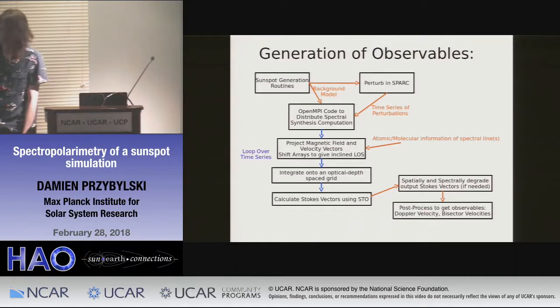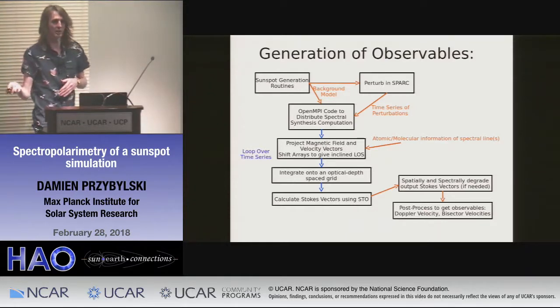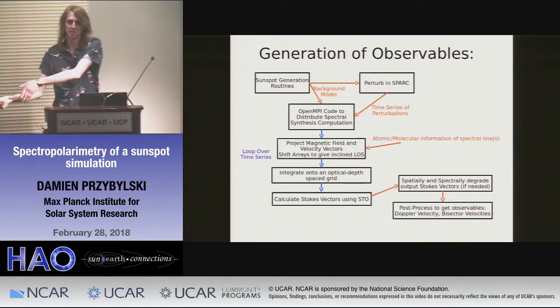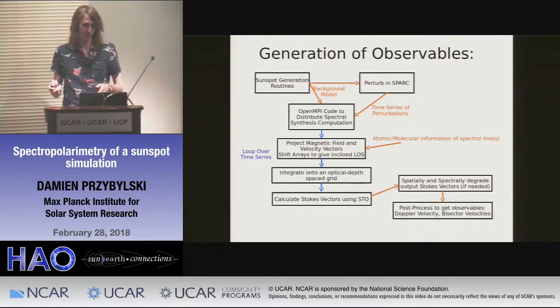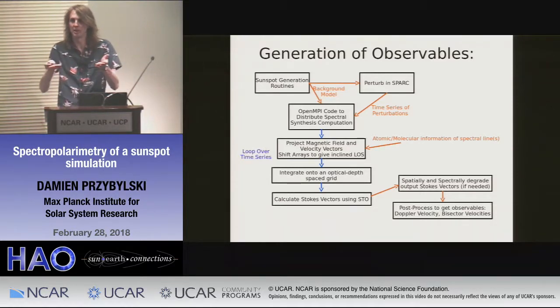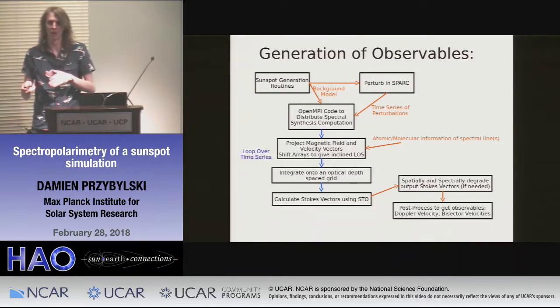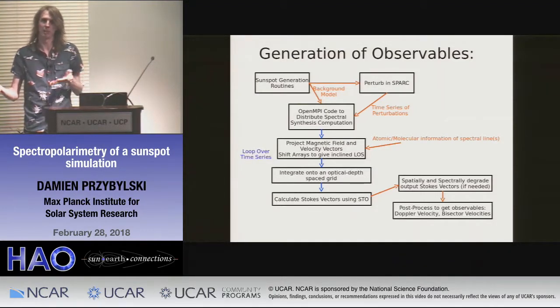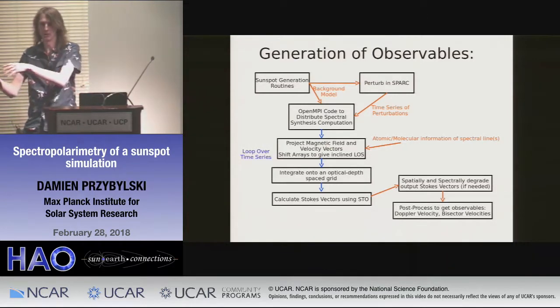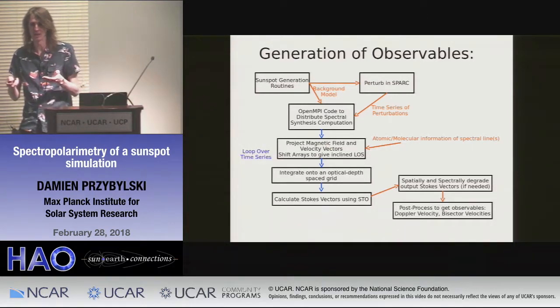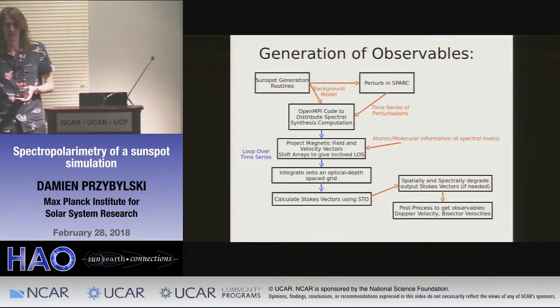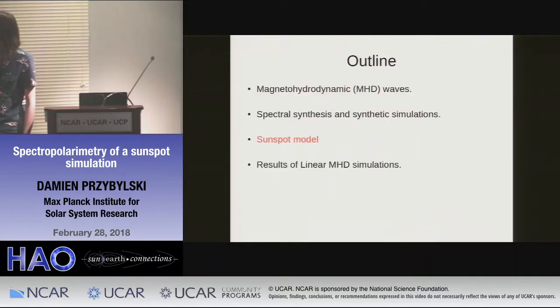And so this is just the gist of how that works. We have a simulation, we put this into our spectral synthesis routine, and from this we get something similar to what we would observe in the real sun, and then we try to calculate observations from those spectra rather than calculating them just from our simulation velocities and magnetic fields. And the advantage of this is we can also then go back into our simulation and figure out exactly what's happening and why certain things appear the way they do.